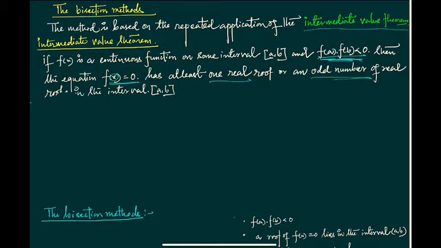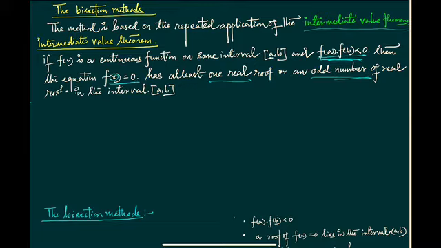The intermediate value theorem says that if f of x is a continuous function on some interval [a, b], and f of a and f of b, when they are multiplied together, is less than 0, then the equation f of x equal to 0 has at least one real root, and an odd number of real roots, in the interval. Let me tell you one thing.